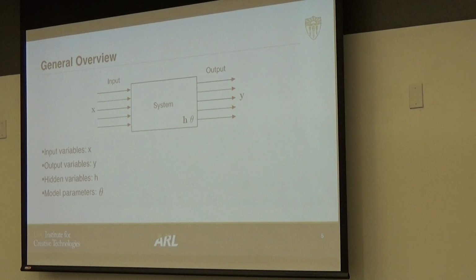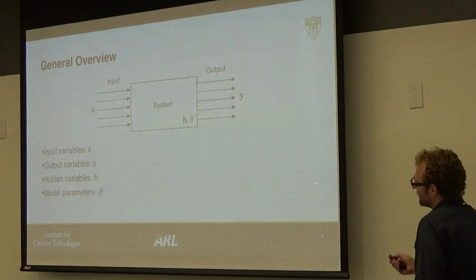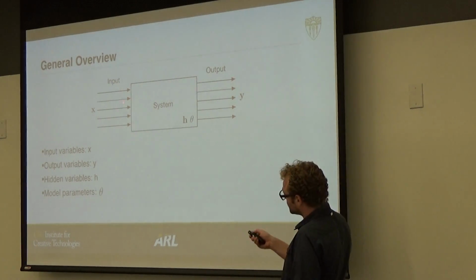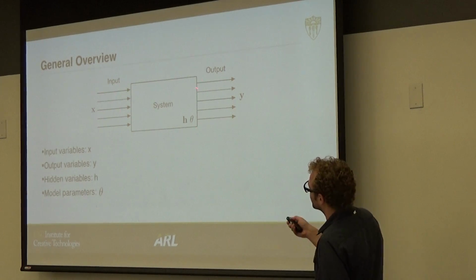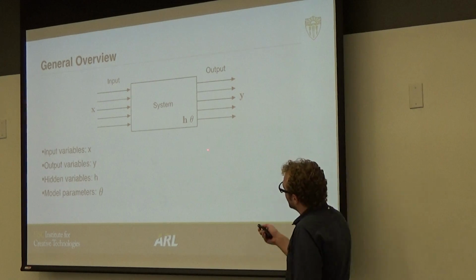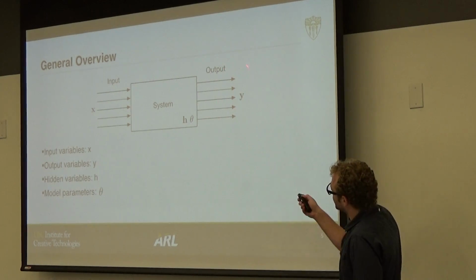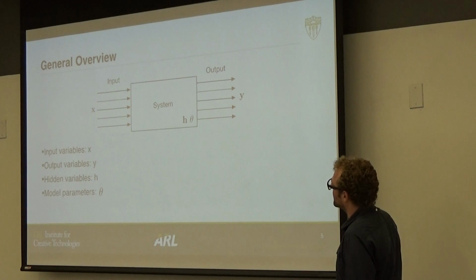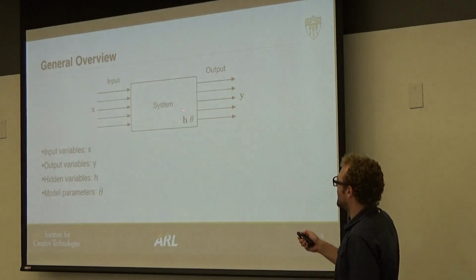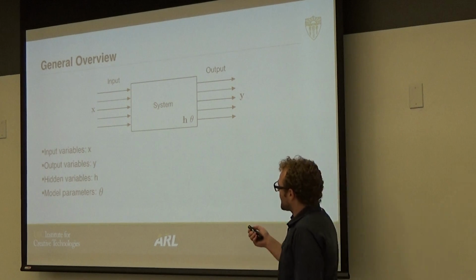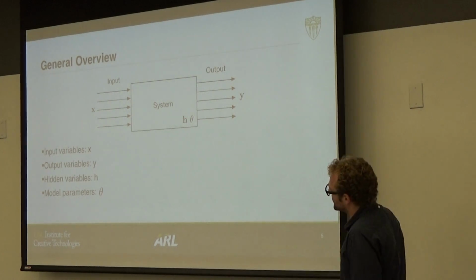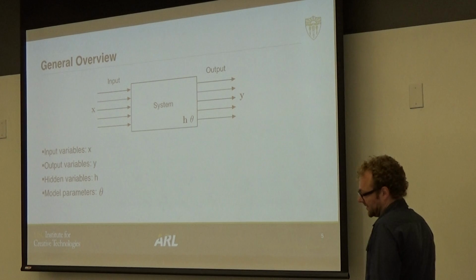All right. We defined a general overview of a system, basically a machine learning system where you have input, we have something going on in here, and we have the outputs that we want to predict or that we want to produce through this machine learning algorithm. We have some hidden variables here that we might not model, and we have our parameters here that we want to adapt.